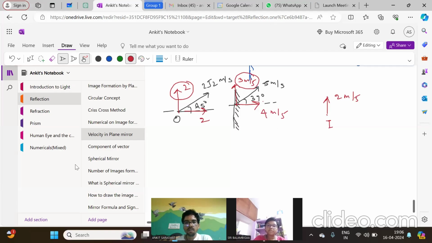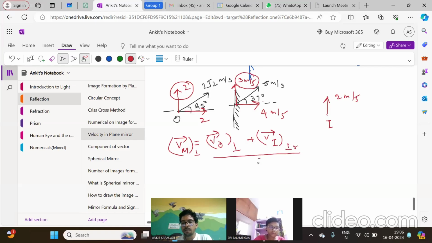Now the main question is the velocity of one formula. Velocity of mirror is equal to, this is perpendicular velocity, velocity of object perpendicular to the mirror surface plus velocity of image perpendicular to the mirror surface, divided by 2. Clear? Now tell me, which component of velocity is perpendicular to mirror? 4 meter per second. Plus.